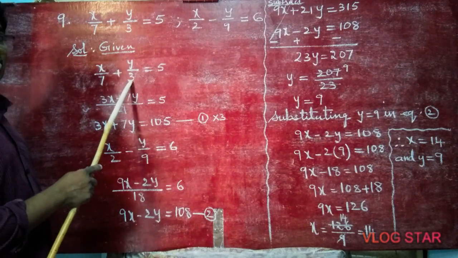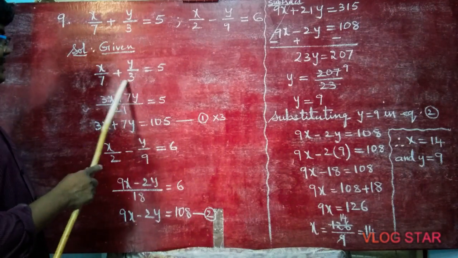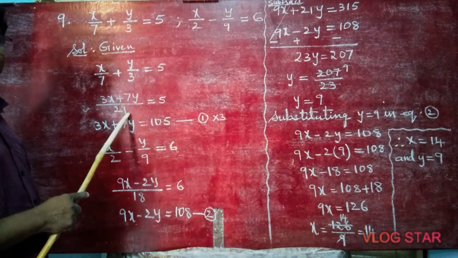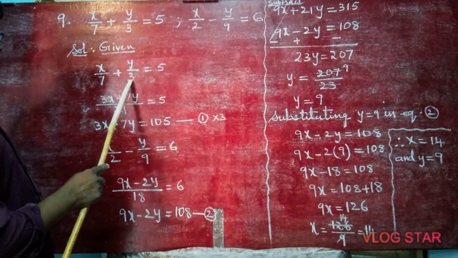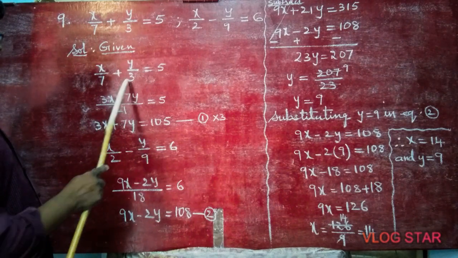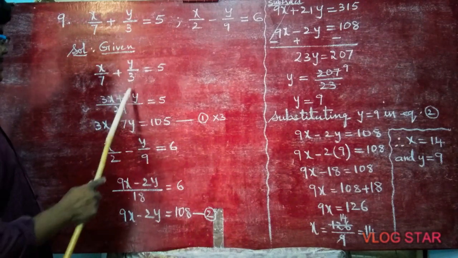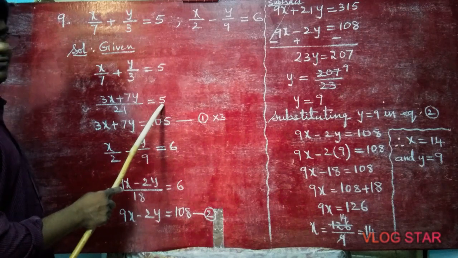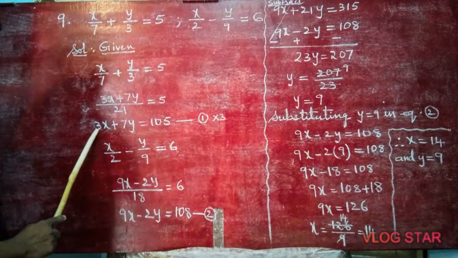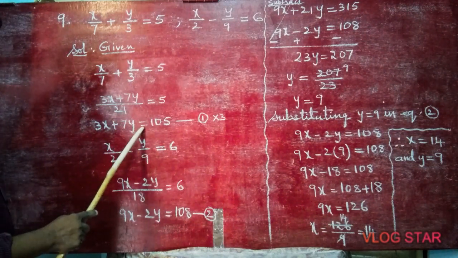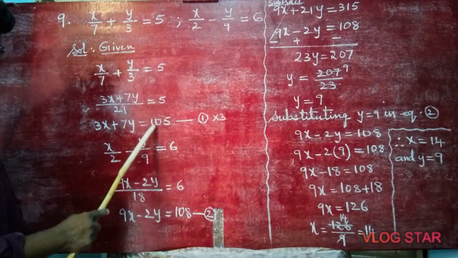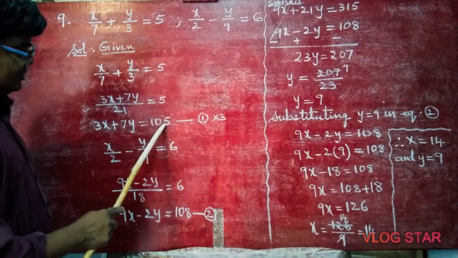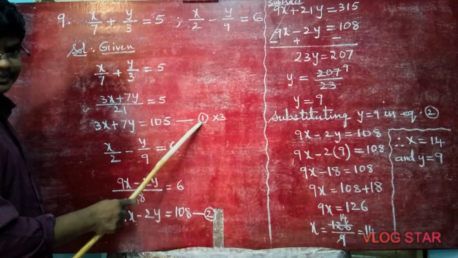For 7 and 3, there is no common table. So, 7 3s are 21, directly. 7 goes 3 times, 3 into x, 3x. 3 goes 7 times, 7 into y, 7y is equal to 5. Do cross multiplication. 3x plus 7y is equal to 21 5s are 105. This is equation number 1.